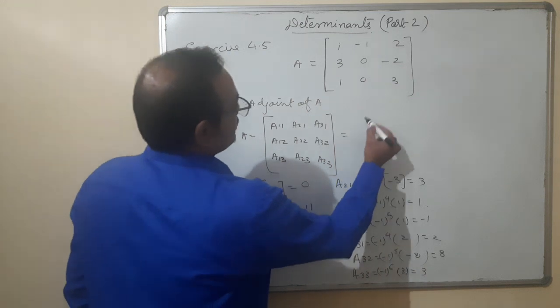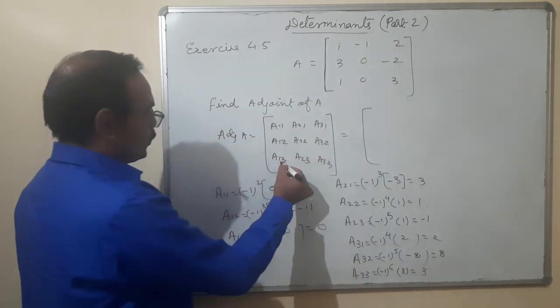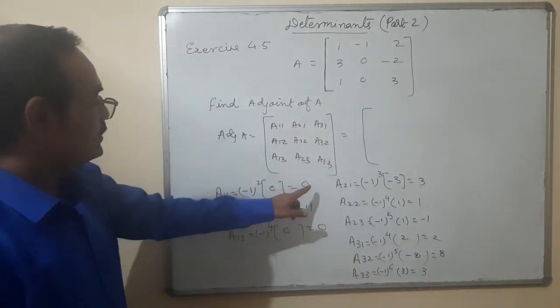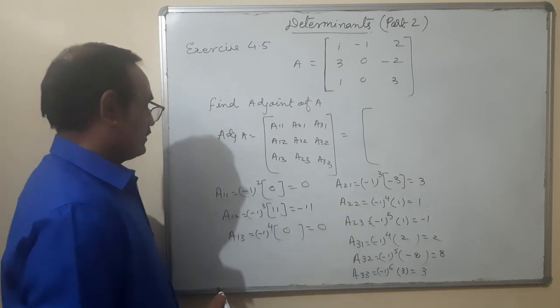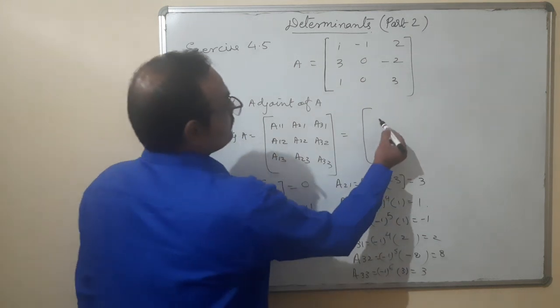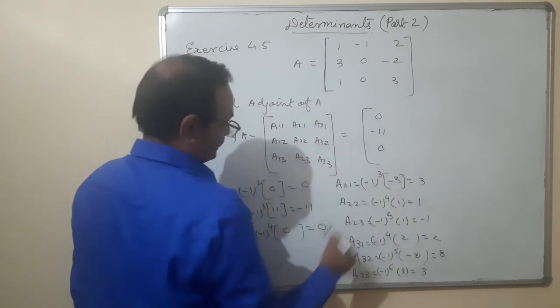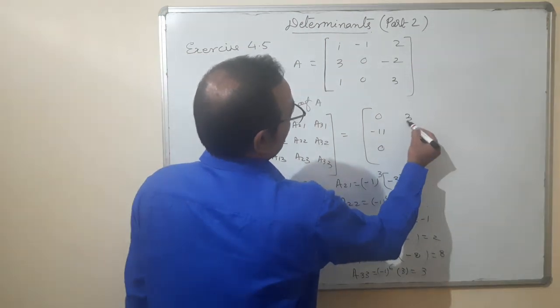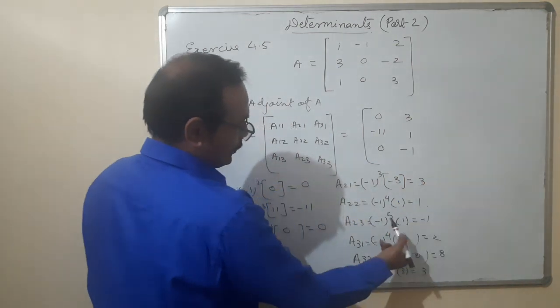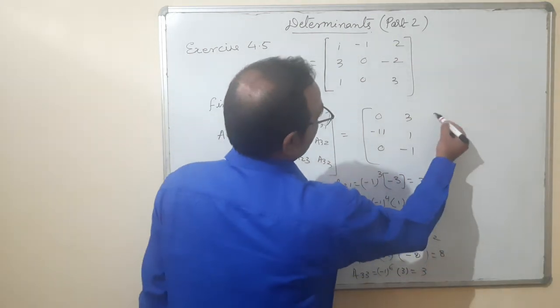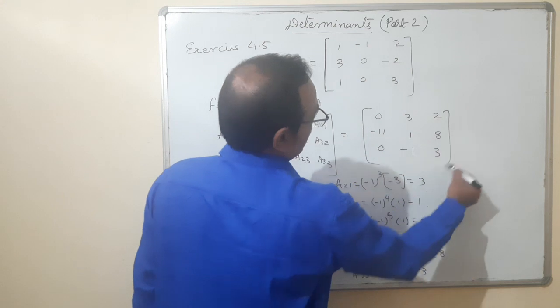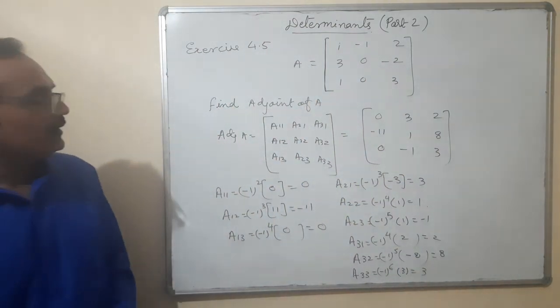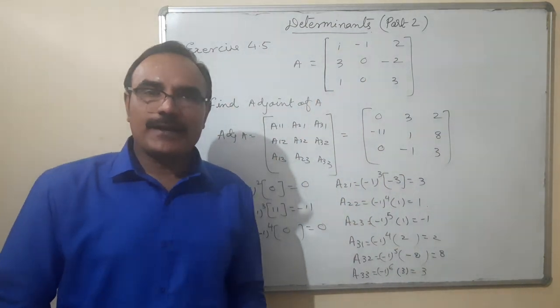So now we are substituting the values directly. A11, 12, 13: 0, minus 11, 0. A21, 22, 23: 2, 1, 2, 2, 2, 3. A31: 3, 1, minus 1. And 3, 1, 3, 2, 3, 3: 2, 8, 3. This is the adjoint. Okay, so friends, this is the procedure for finding the adjoint.